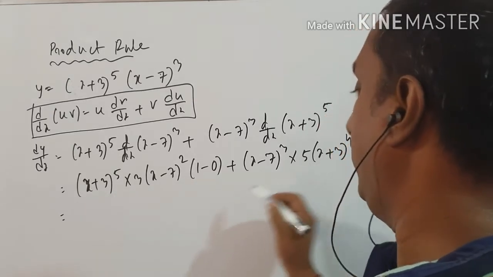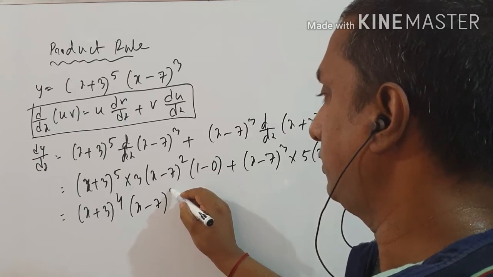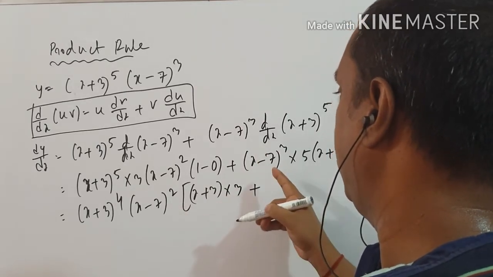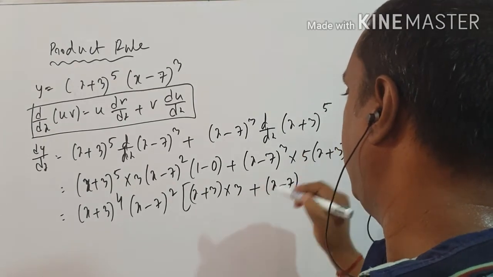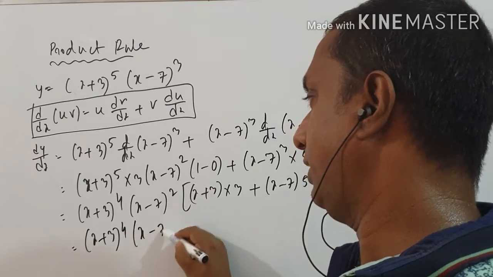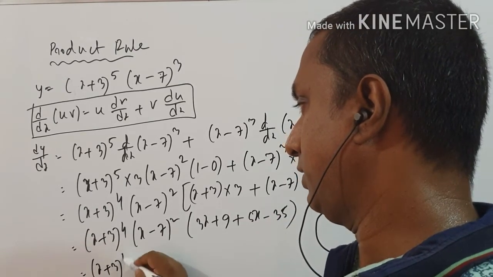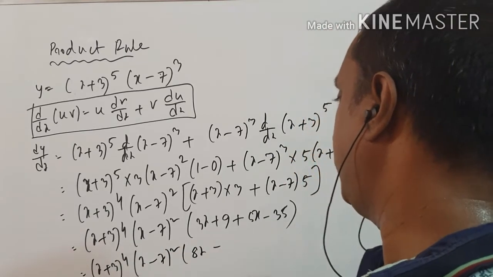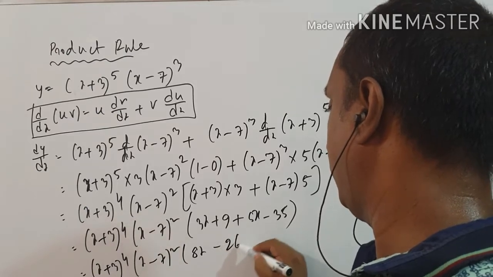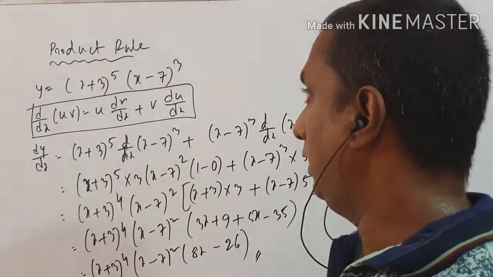Now there are some common things you can take. Now algebraic calculation. Take (x + 3)^4 and (x - 7) squared common: (x + 3)^4 (x - 7)^2 times [3(x + 3) + 5(x - 7)]. Now simplify this. 3x + 9 plus 5x - 35. If you simplify this, 8x minus, if you subtract, 26. So you can take common 2 and simplify more. So this is what we have done from the product rule.